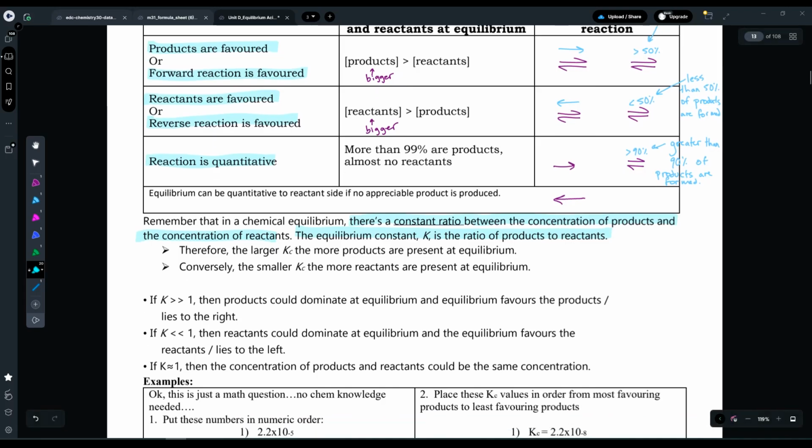Eventually, when we get into ICE tables, we'll be looking at initial concentrations, how those concentrations are changing, and then the equilibrium concentrations. That's why I'm reminding you, or saying it frequently, that your equilibrium constant takes the concentrations of your reactants and products at equilibrium.